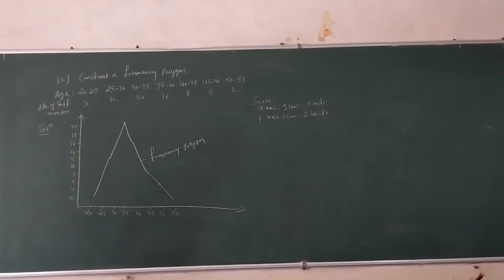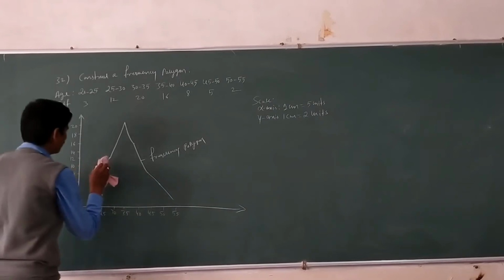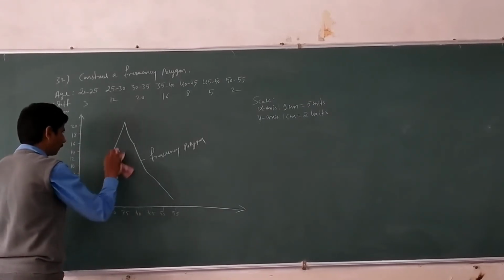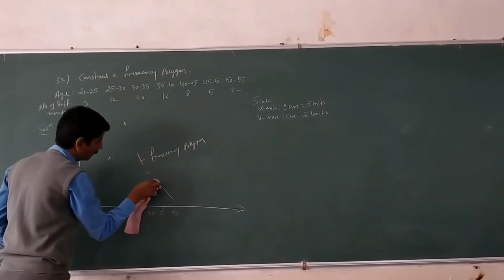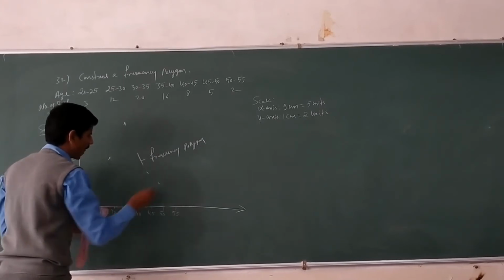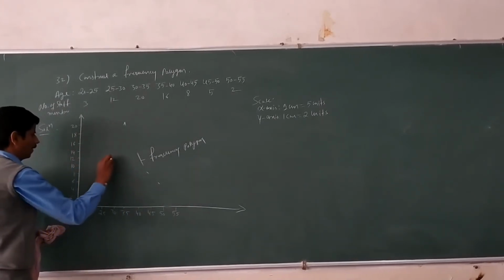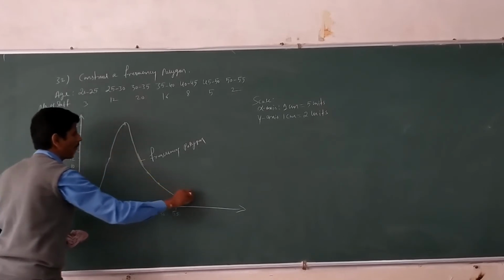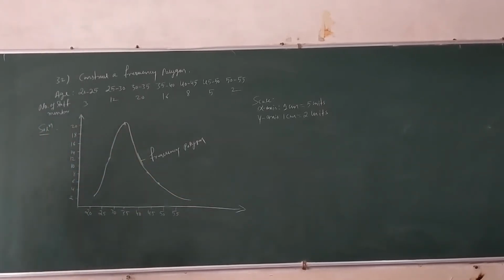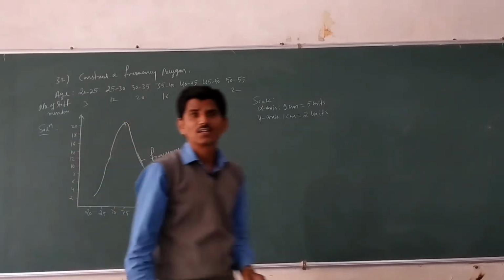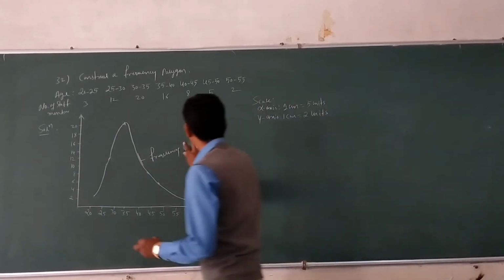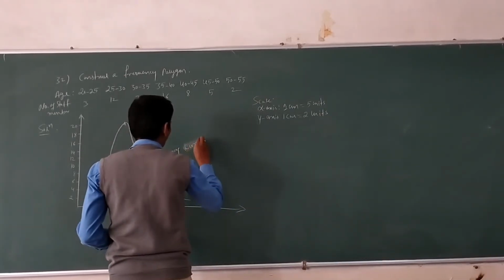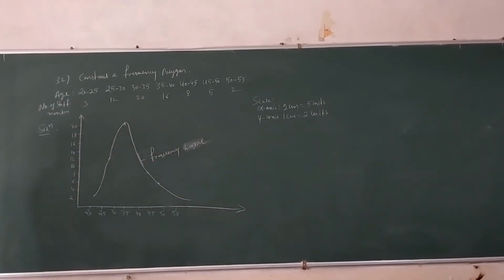Suppose we draw a frequency curve, here same as it is. On joining these points by a smooth curve or freehand curve, like this, a frequency curve is obtained. This is a frequency curve. A polygon is always made of straight lines, and a curve is always smooth or freehand.